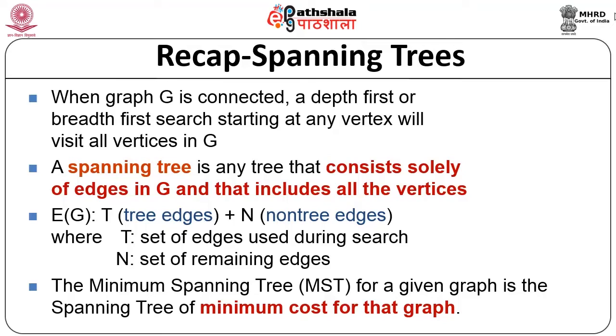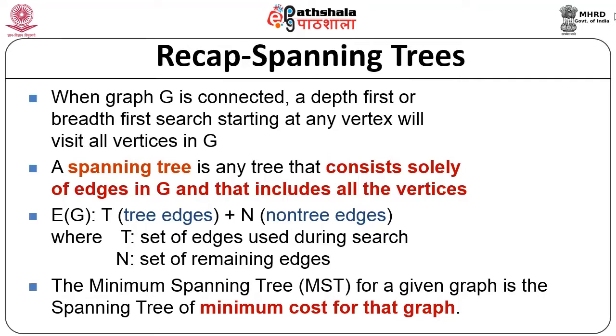The edges of G, the graph, are the tree edges plus the non-tree edges. The non-tree edges will not form part of the spanning tree, only the tree edges. So, how do you find the tree edges? We will go into that. T is the set of edges used during the search of the tree, and N is the remaining edges which we do not include for whatever reason.